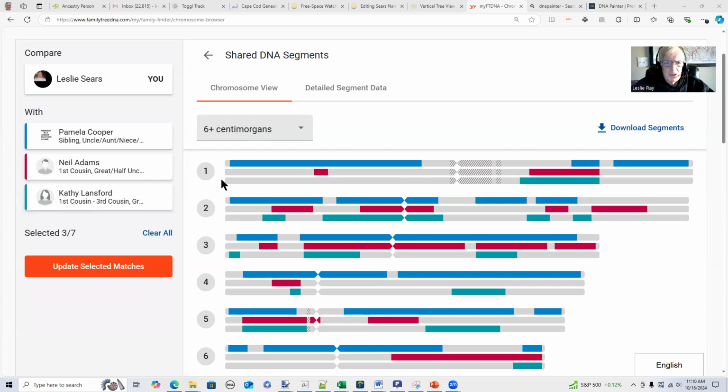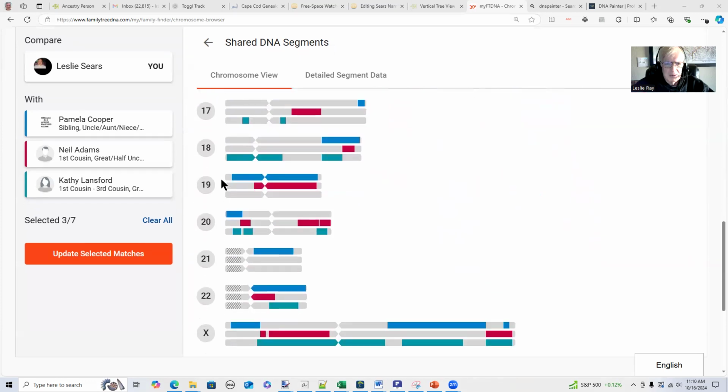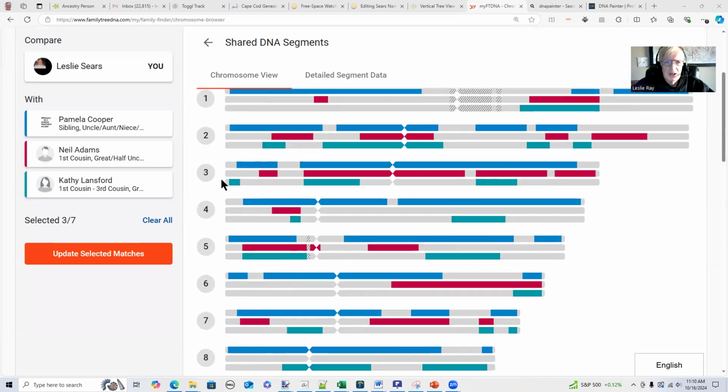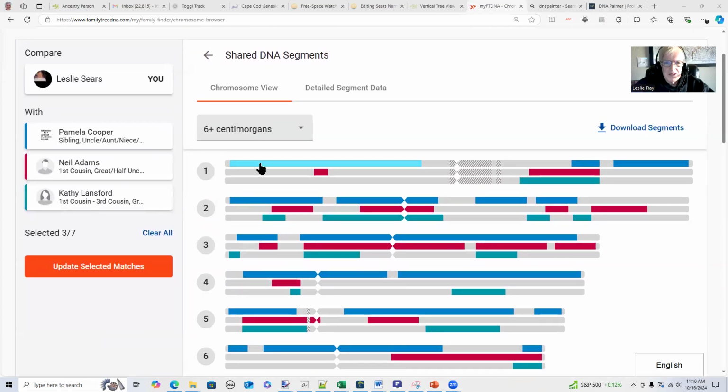So on chromosome 1, we've got 22 of them down here. You can see where my sister and I share DNA and where my cousin Neil, and then here's where my cousin Kathy shares DNA. Now, the thing I don't like as much about this is you can't tell.